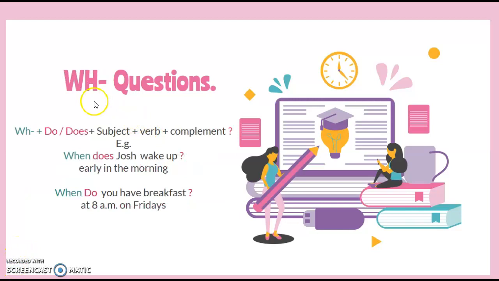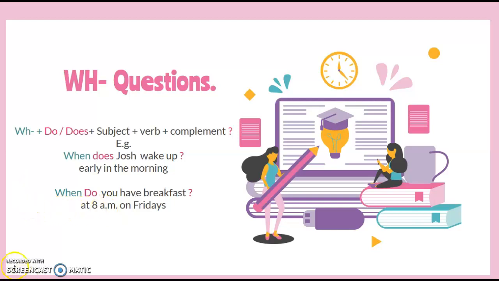Okay, the other kind of questions is WH questions, the ones that we use for getting new information. In this case, we are going to place the WH word in the first place, then the auxiliary verb do or does, and the same structure of the previous sentences, okay? For example: When does Josh wake up? Early in the morning. When do you have breakfast? At 8 a.m. on Fridays. These are the answers if we want to give just small information, okay?